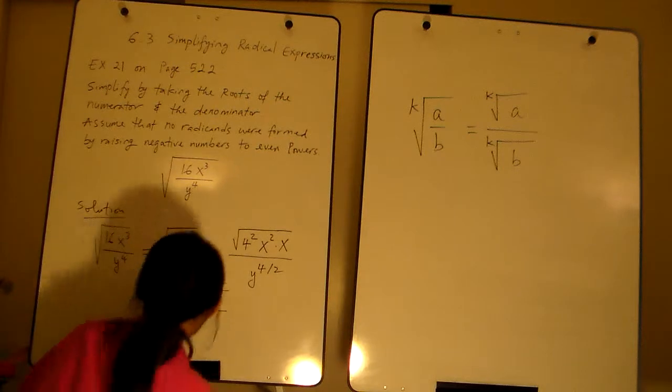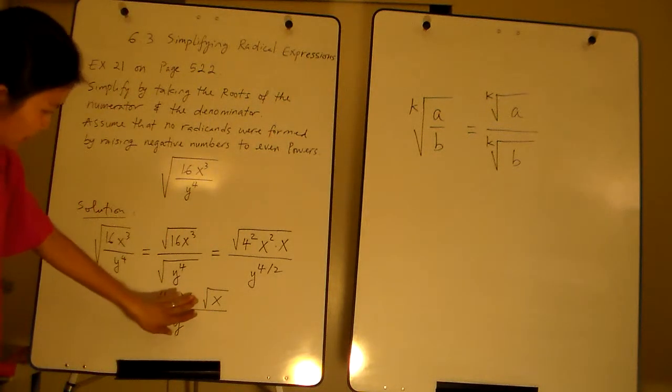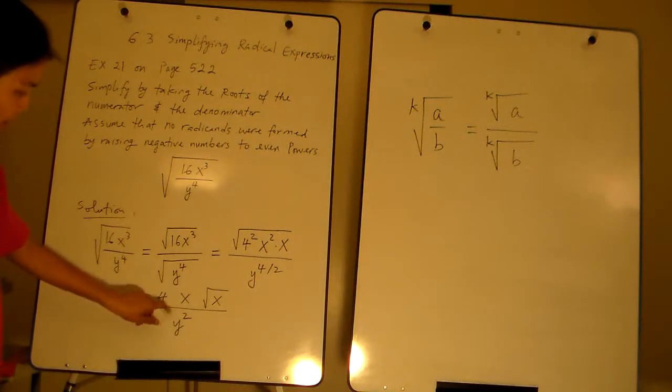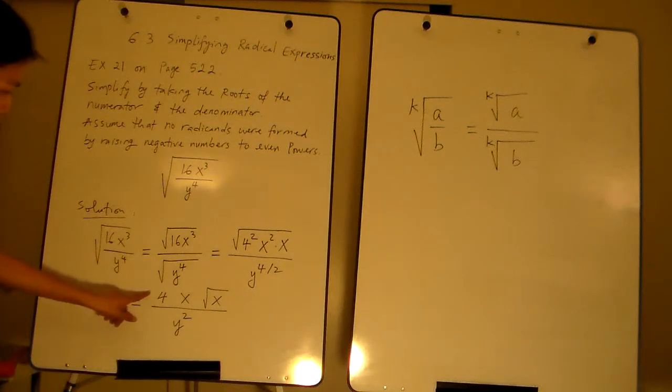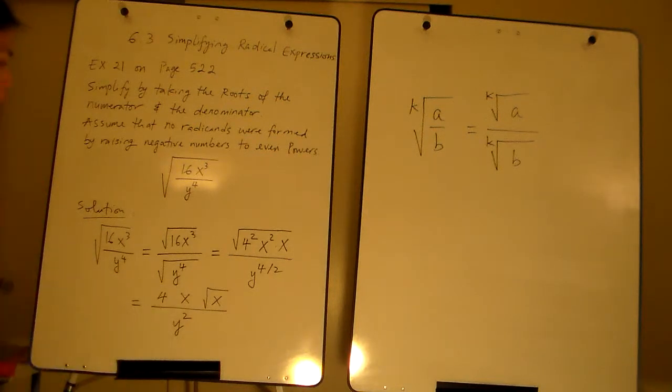So basically the answer is 4x square root of x divided by y squared. So simplifying this radical, you get the answer is 4 times x times square root of x divided by y squared.